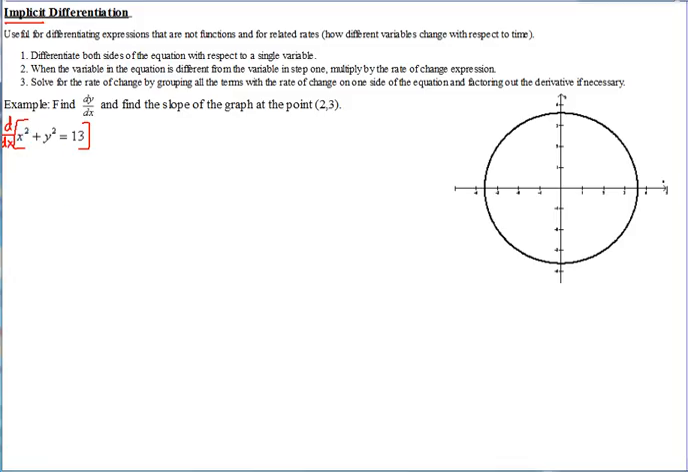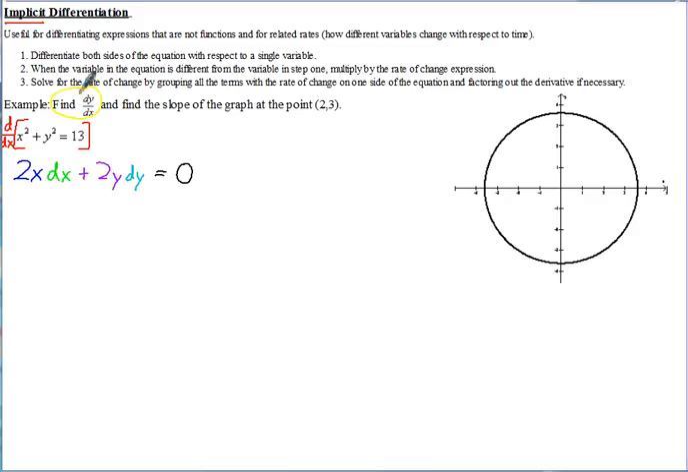And the same rules for derivatives apply, except when you take the derivative of x squared, you'd write 2x, and to indicate what variable it is, since it's not a function, you'd write dx right next to that. Then the derivative of y squared would be 2y, and since the variable is y, you put dy next to that, equals the derivative of 13, which is 0, since 13 is just a constant. And then remember, we're trying to find dy dx.